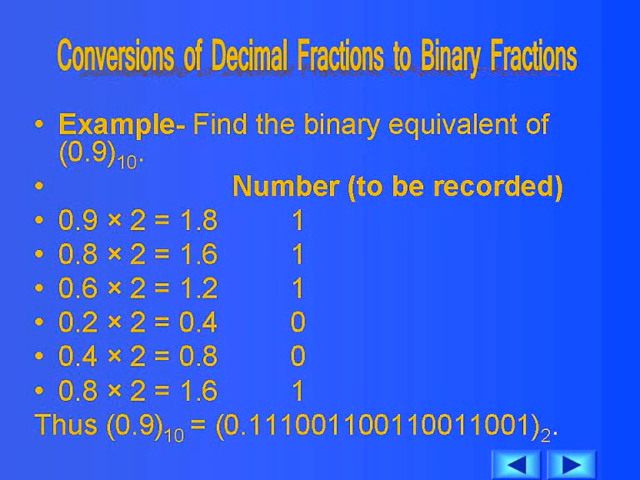So find the binary equivalent of 0.9. We multiply 0.9 by 2, we get 1.8, record 1. Multiply 0.8 by 2, we get 1.6, record 1. Multiply 0.6 by 2, we get 1.2, record 1. Multiply 0.2 by 2, we get 0.4, record 0. Multiply 0.4 by 2, we get 0.8 and record 0. So in this manner we get 0.8 again.